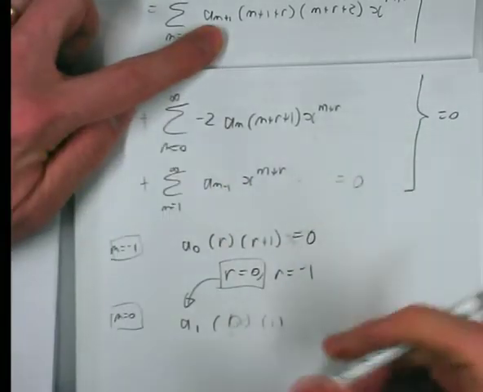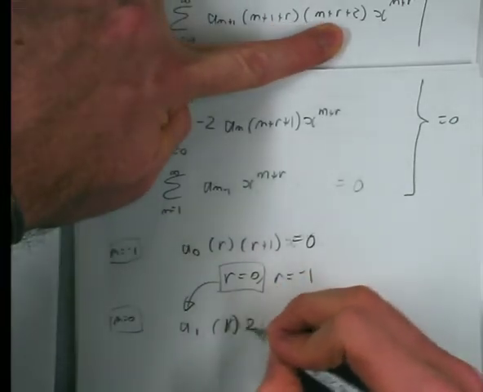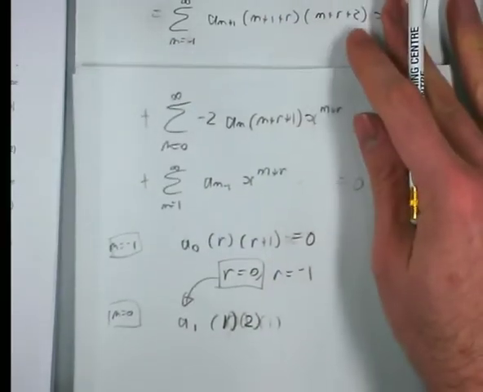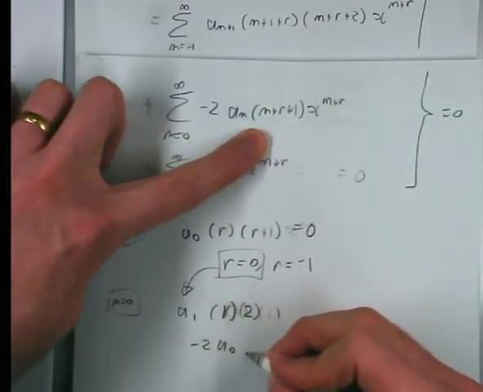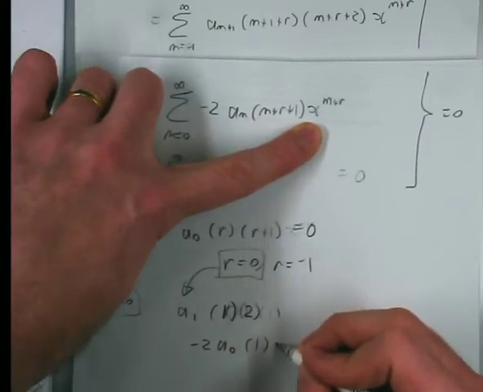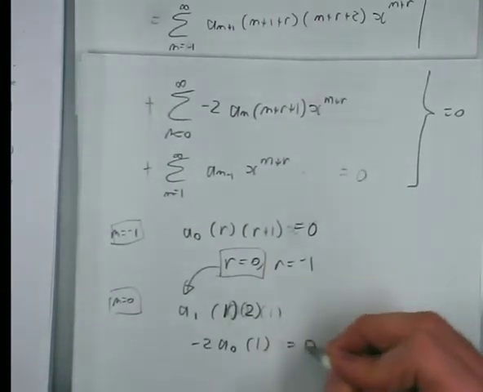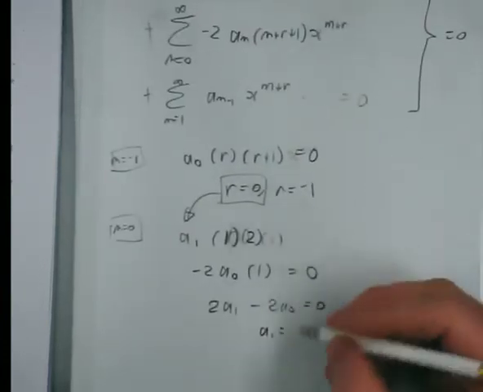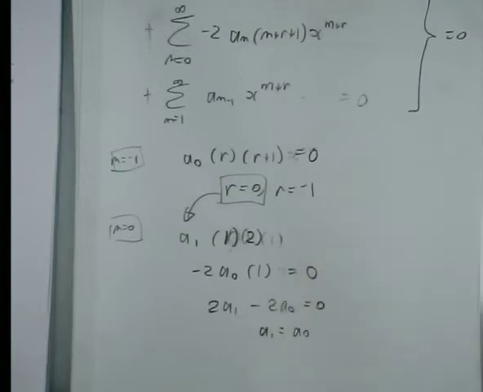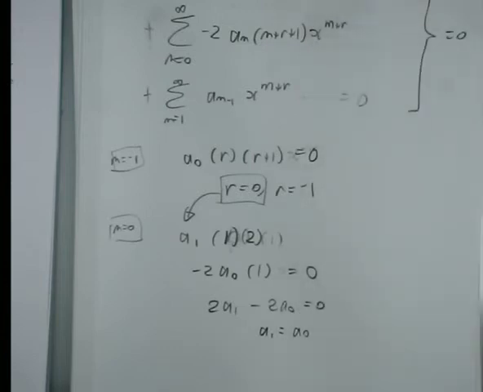Gone too far. M is 0 and r is 0, so that's a 1. M is 0 and r is 0, so that's a 2. And then for the next one that involves 0, I've got minus 2a0, m is 0 and r is 0, so that's a 1. And I get that, and that's supposed to be equal to 0. So I've got 2a1 minus 2a0 equals 0, and so therefore a1 equals a0. So it's exactly the same as what I got last time, but I'm just taking it from the sums that I was given.